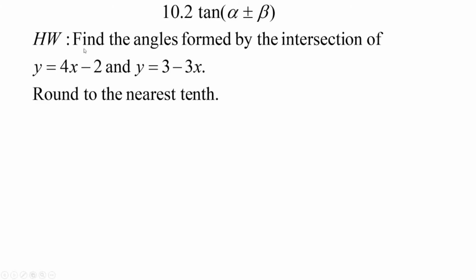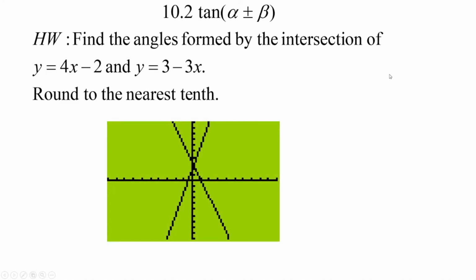So, homework. I wanted to do one of the homework problems with you before I turned you loose. Find the angles formed by the intersection of y equals 4x minus 2 and y equals 3 minus 3x, and round to the nearest tenth like we always do this chapter. I did a quick graph of these two lines. What am I looking for? The obtuse angle formed right here and the acute angle formed right there.